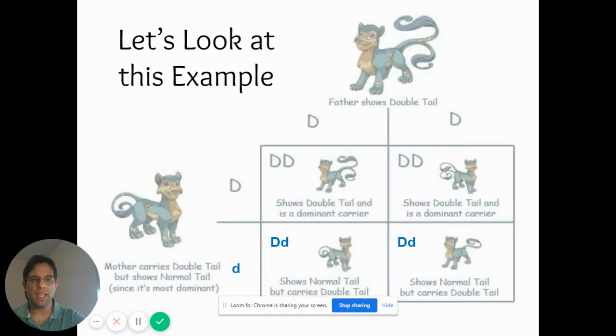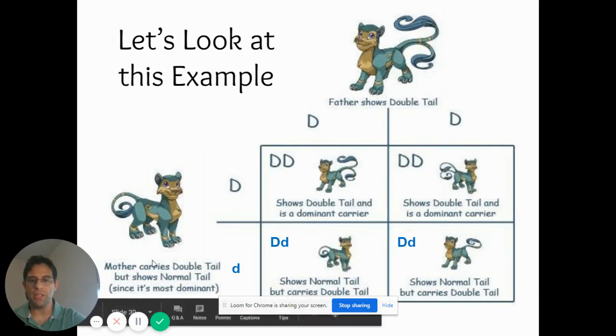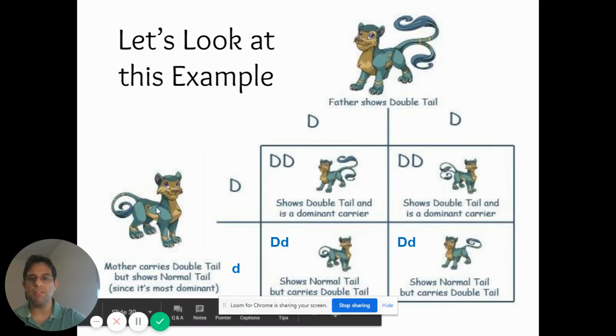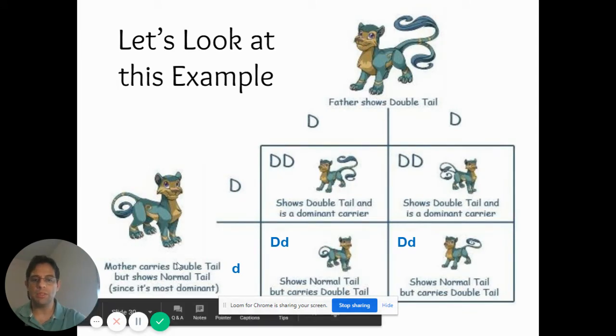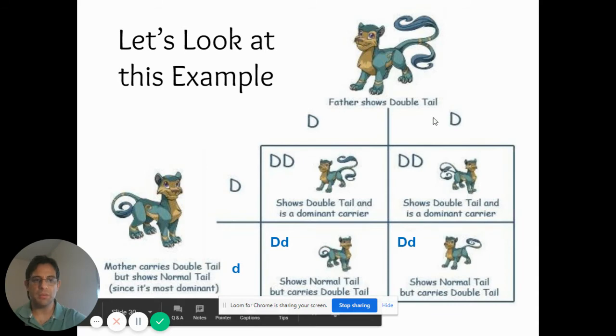So let's look at this example. We have a father that shows double tail, and that will be combining their genes with the mother, crossing with the mother who carries double tail but shows normal tail. So the mother carries information in the genotype for double tail, but it shows normal tail. It means that normal tail is dominant over double tail. So what you have here, you have a heterozygous and a homozygous.